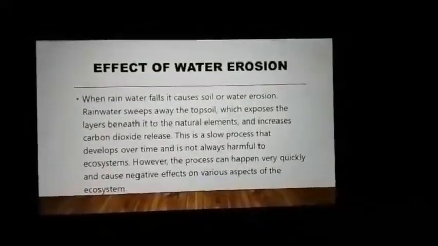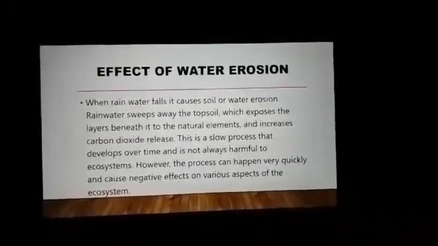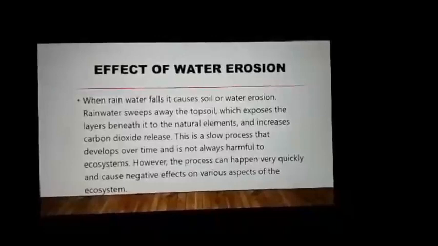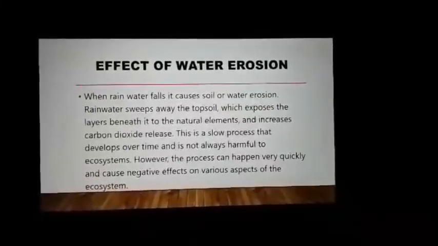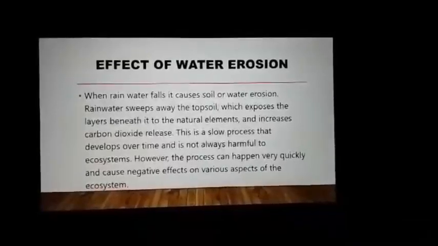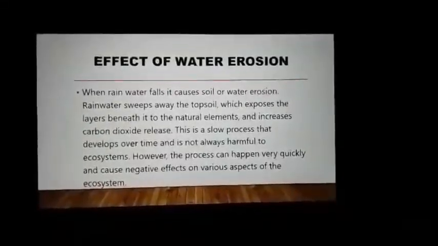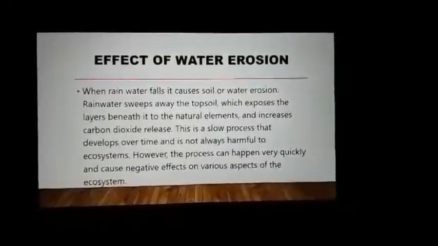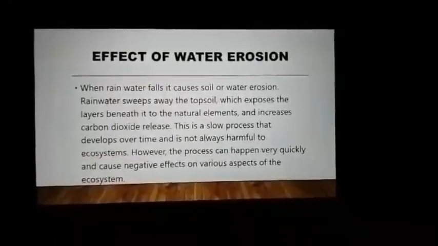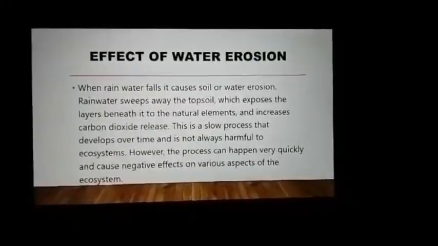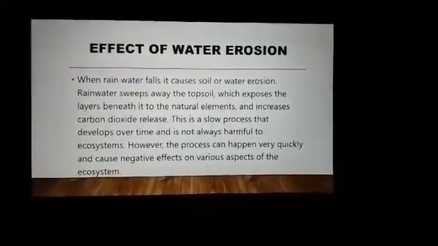When rainwater falls, it causes soil or water erosion. Rainwater sweeps away the topsoil, which exposes the layer beneath it to the natural elements and increases carbon dioxide release. This is a slow process that develops over time, and it is not always harmful to the ecosystem. However, the process can happen very quickly and cause negative effects on various aspects of the ecosystem.